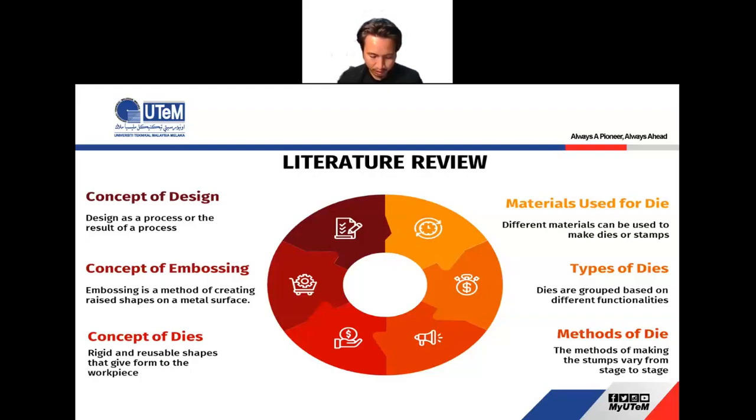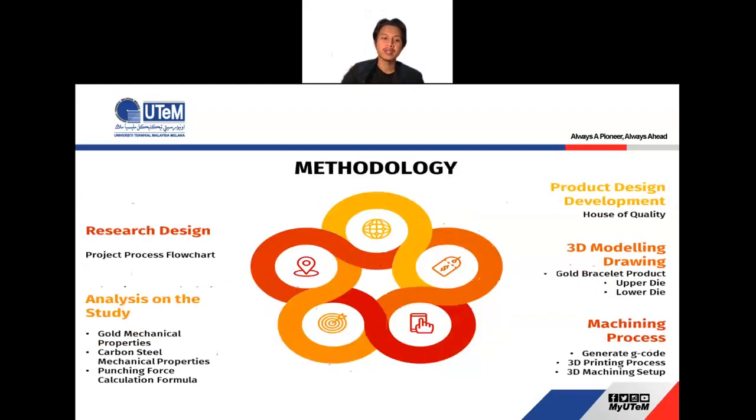And the last one is the method of die. There are many machining processes that we can use to produce the die, such as conventional milling or CNC milling or turning, or many other processes that we can include in producing the dies. Okay, so next we go to the methodology.